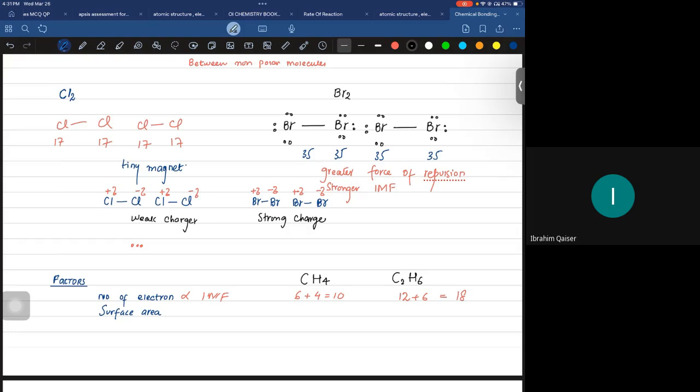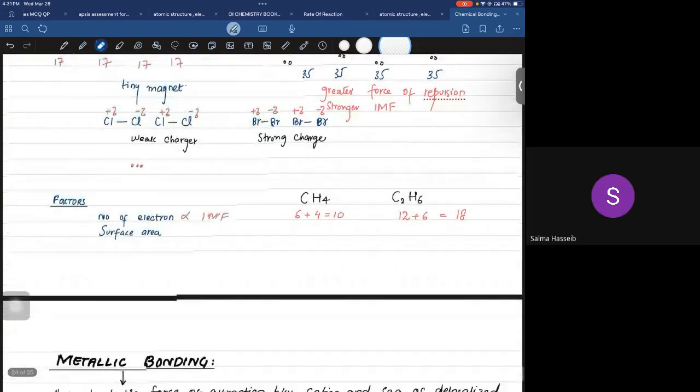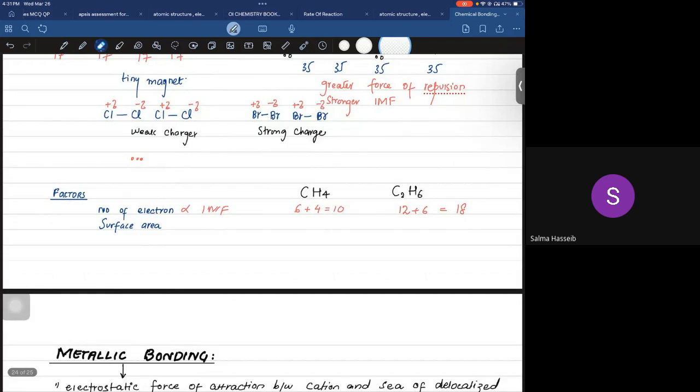And due to stronger repulsion, the strong charges are produced. When the charges are stronger, they would be attracting in a stronger manner. So that is why I am saying they are having higher intermolecular force. Yes, their boiling point is higher. Their melting point is higher. They would be liquid at room temperature. Fluorine is a gas at room temperature due to the weaker intermolecular force.